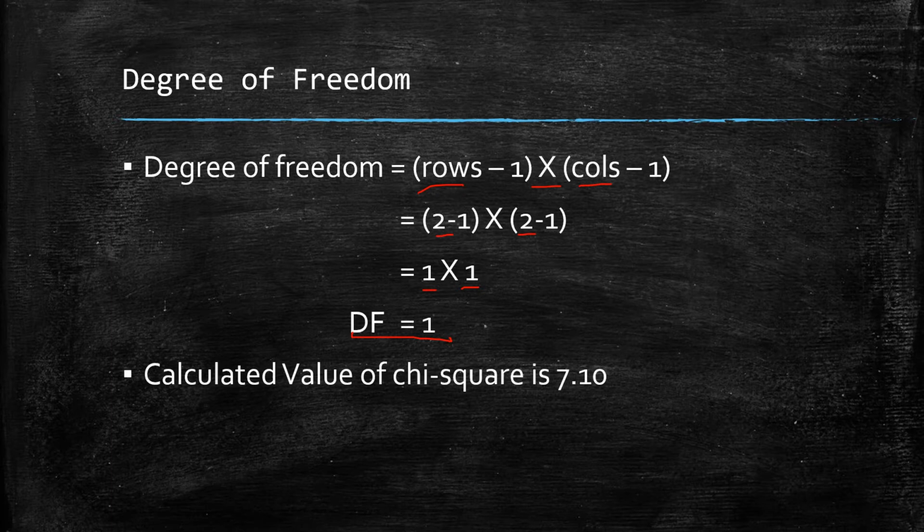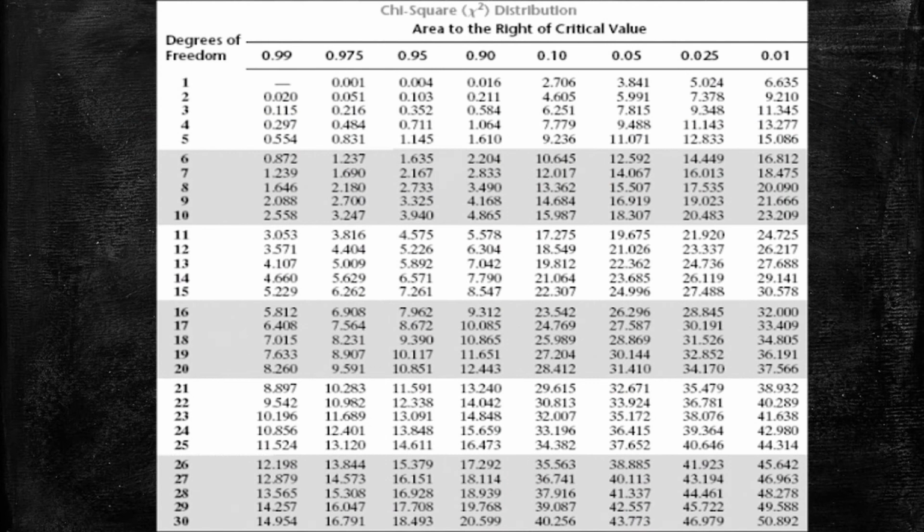The calculated value of chi-square is 7.10. This is the chi-square table. Since our degree of freedom for our question is 1 and we want to find the value at the 0.01 level of significance, at degree of freedom 1 and at level of significance 0.01, the value is 6.635. This is the value of chi-square at the 0.01 level of significance and degree of freedom 1.